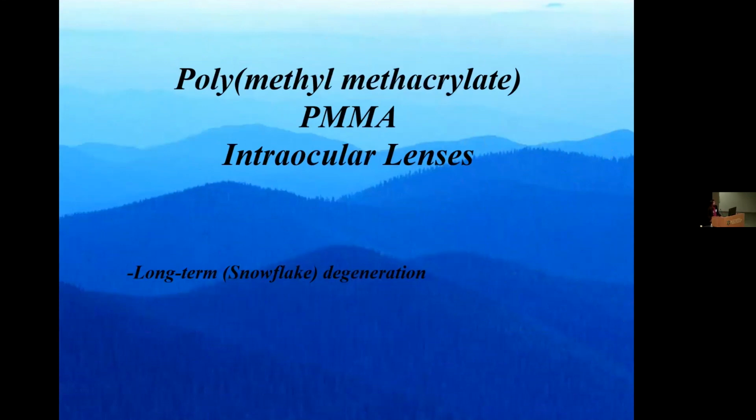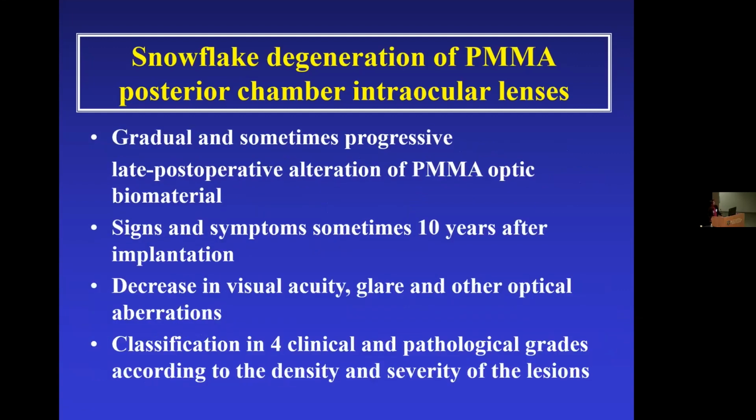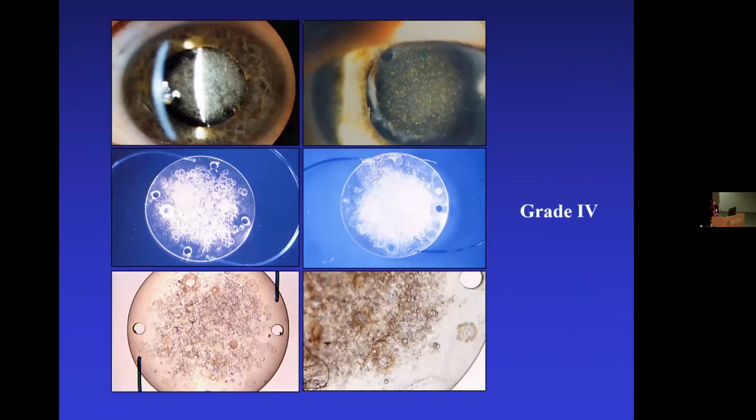So there is a condition that may opacify PMMA lenses, and we name this snowflake degeneration. And this happens with three-piece PMMA lenses with proline or PMMA haptics manufactured usually by injection molding in the 80s and early 90s. We initially described 25 cases. Everything happens very slowly, gradual symptoms, and it may take more than 10 years for this to be clinically significant. This was classified in 4 different clinical and pathological grades, but here is what you see as grade 4. When you get to this point, the IOL usually has to be explanted.